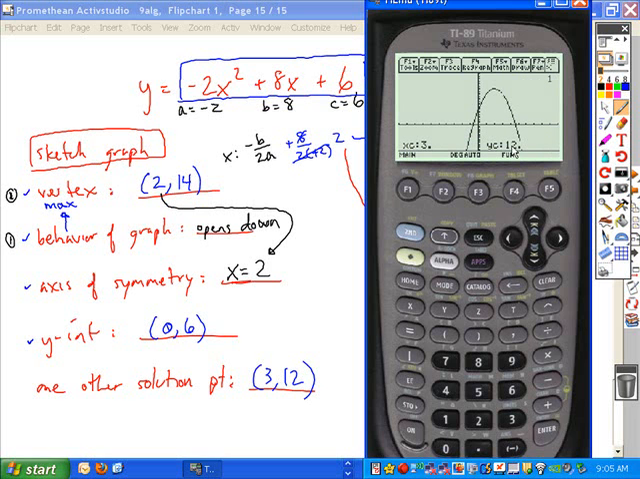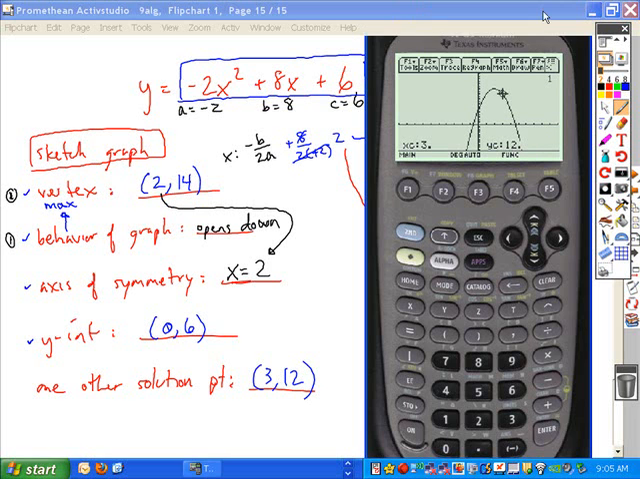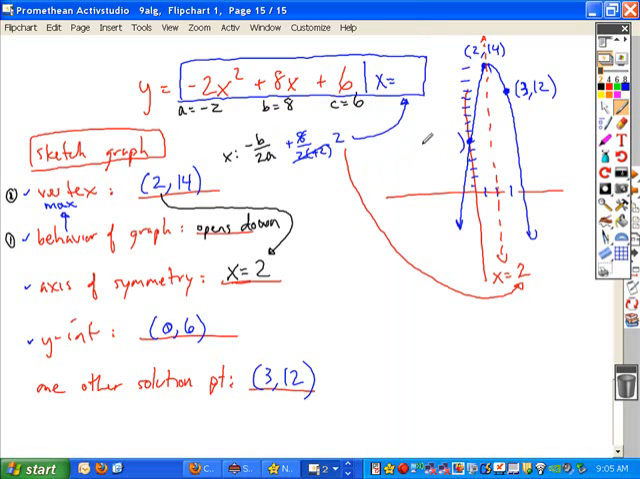And so you can label all those points that you would need. So whenever I see this, I'm expecting to see the following points. I'll see the y-intercept labeled, the vertex labeled, and then one other point on the opposite side of the axis of symmetry labeled as well.